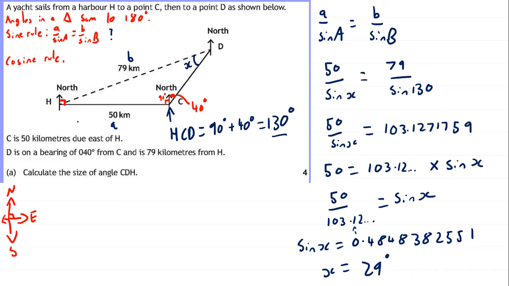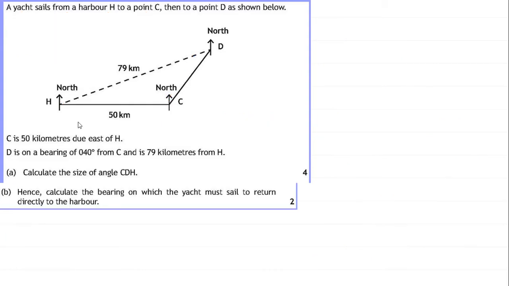There is another part to this question. So we're going to remember that x is 29 degrees. So I'm just going to mark this on here. The next question is, calculate the bearing on which the yacht must sail to return directly to the harbour.